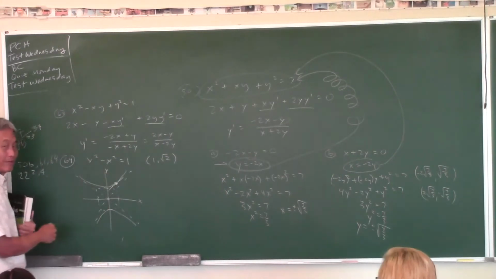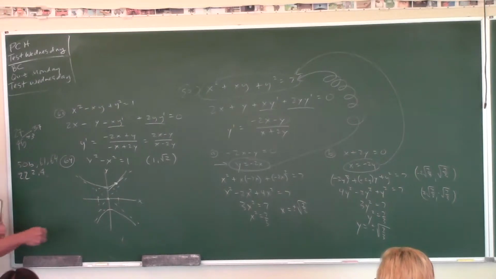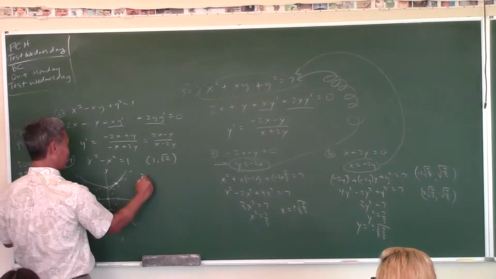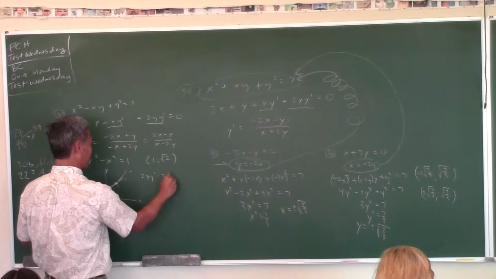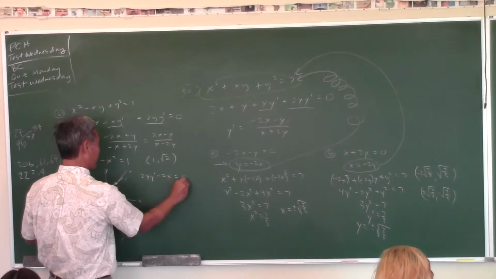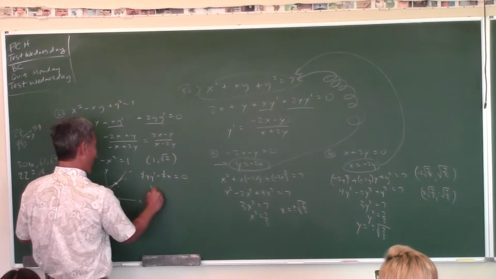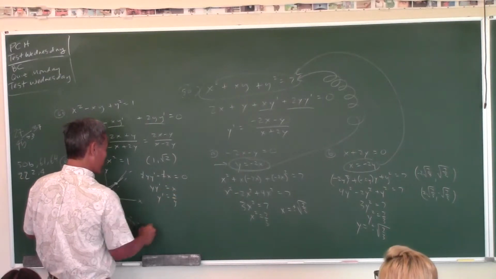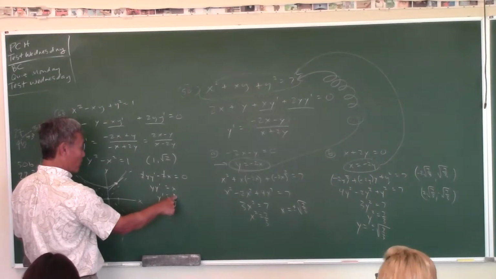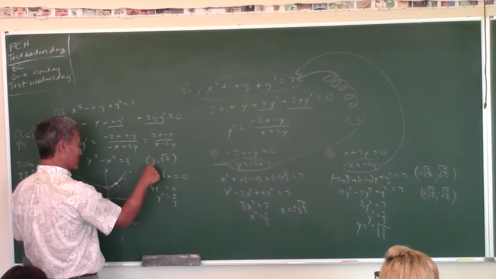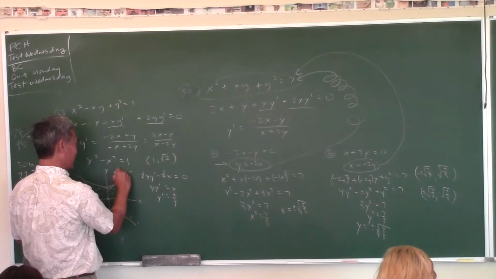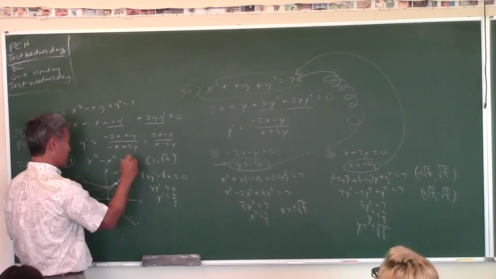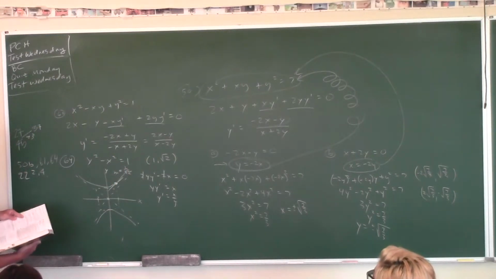So implicit differentiation, who's got this one? 2y y prime minus 2x. Yep, divide by 2. So y prime equals x over y. So the slope is simply the x coordinate divided by the y coordinate. So what is this divided by that? 1 over root 2. There you go. And then pick out the answer.